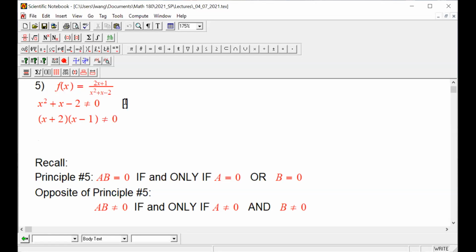So this is the situation. This basically says, if something is not zero, then A times B is not zero. Do you guys follow me?